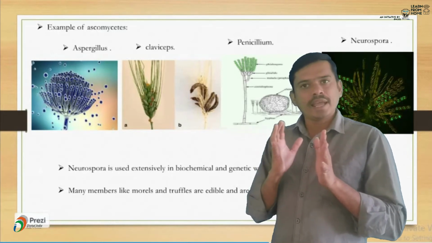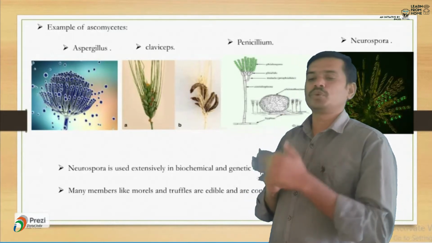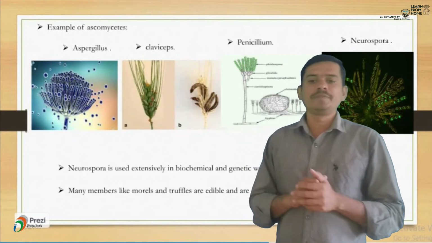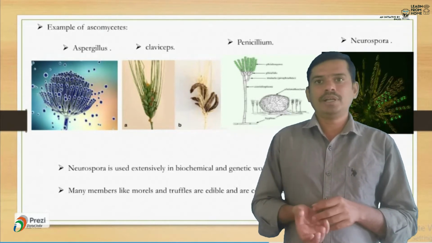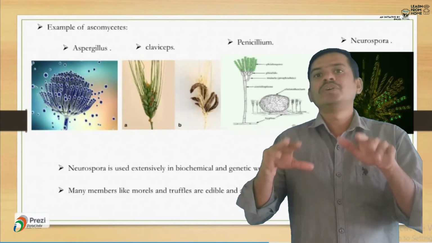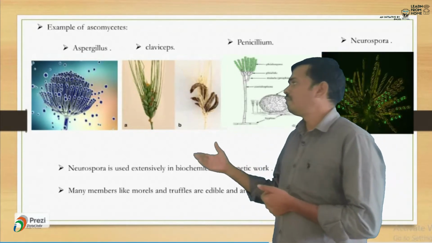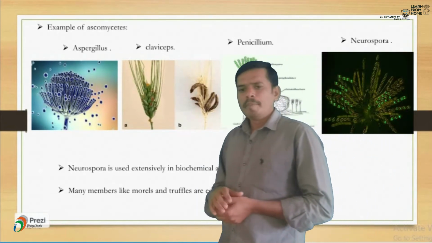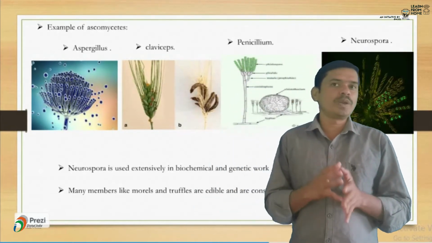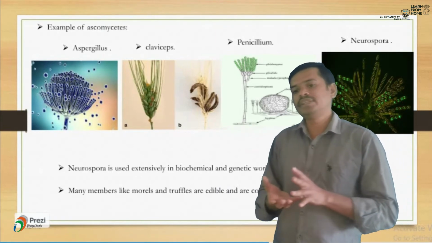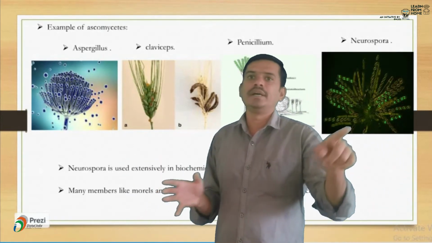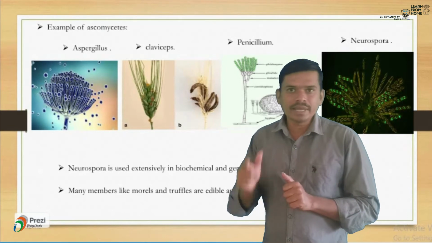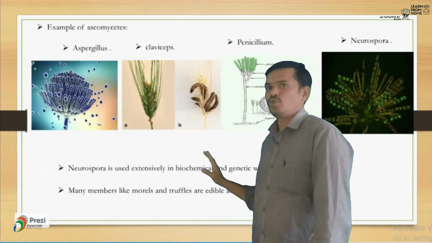So what are the main important points about Neurospora? Neurospora is mostly used in biochemical and genetical work. It is extensively used for genetical work and biochemical purposes. Many members are like that. Morels and truffles are edible mushrooms also included in Ascomycetes, along with some other edible mushrooms.